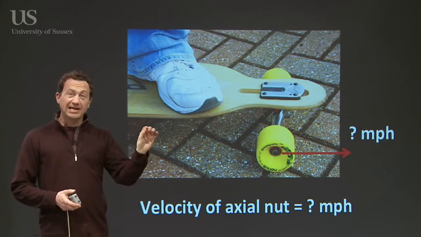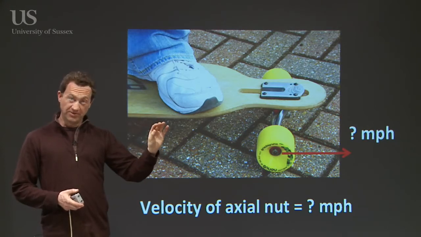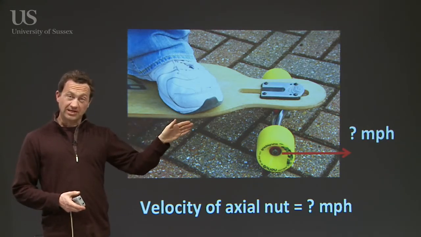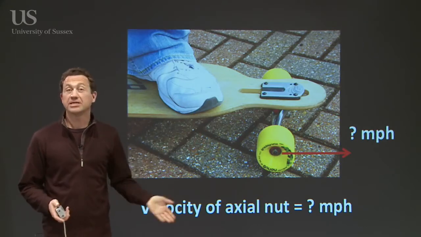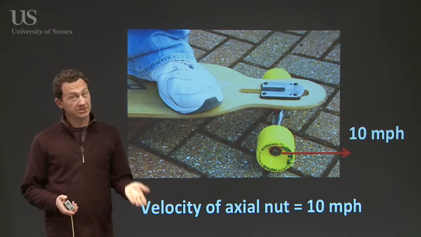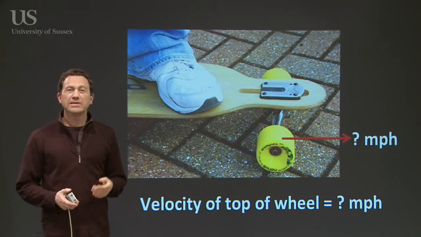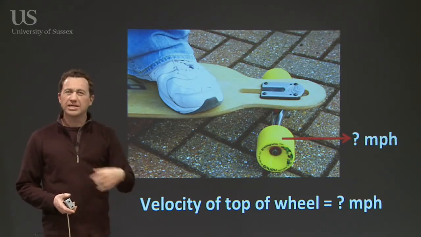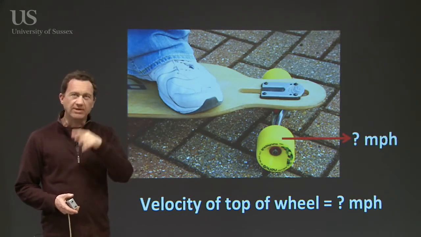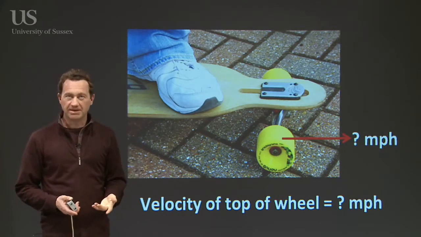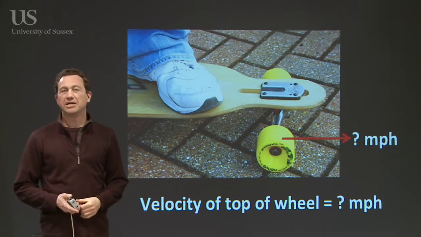So what if we look at the axle right in the middle of the wheel there? It's connected to the trucks, which is connected to the wheel. Surely that must be going 10 miles an hour as well. And that's right, it is going 10 miles an hour. What about the top of the wheel? Well, you think as it's all connected, and the board's going along at 10 miles an hour, then that must be going 10 miles an hour as well.